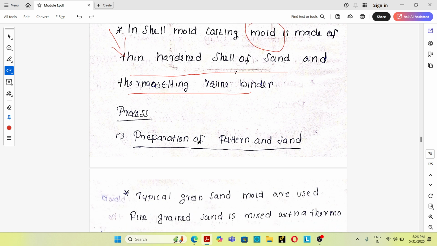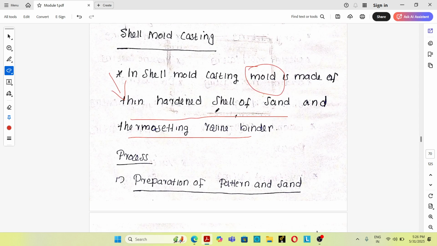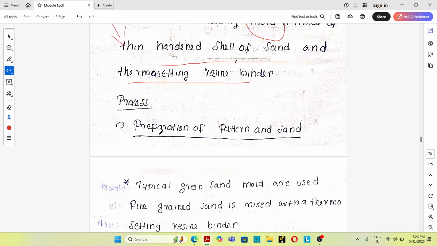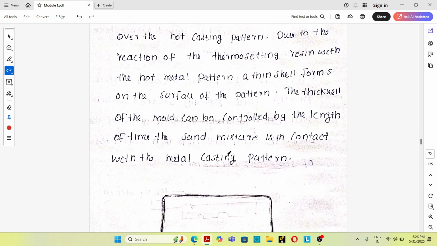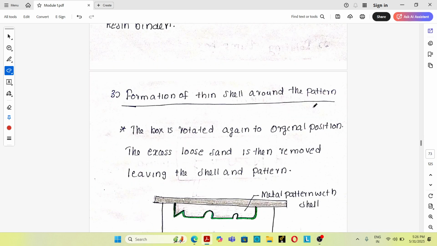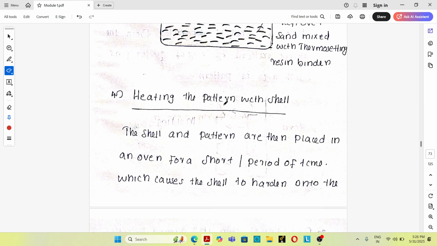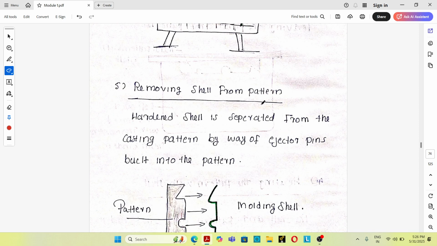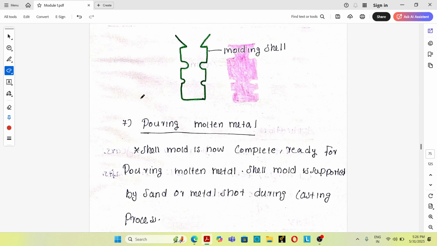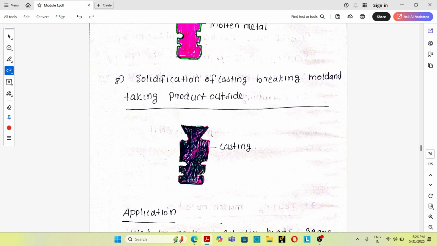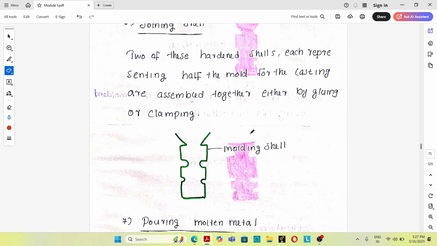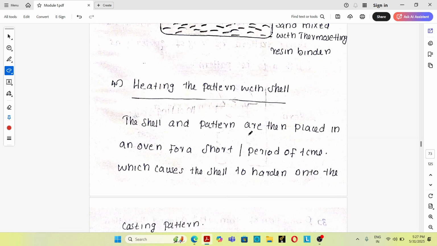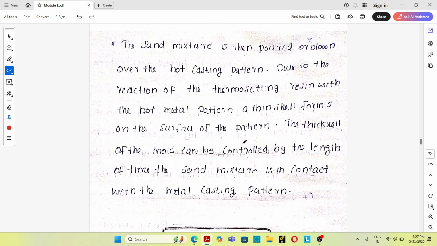There are different steps in the shell mold casting process. First one is preparation of pattern and sand. Second one is rotating the dump box. Third one, formation of thin shell around the pattern. Fourth one, heating the pattern with the shell. Fifth one, removing the shell from the pattern, joining the shell, pouring molten metal, solidification. After solidification, the shell mold is broken and the product is taken outside. So these are the different steps in the shell mold casting process. We can discuss them one by one.